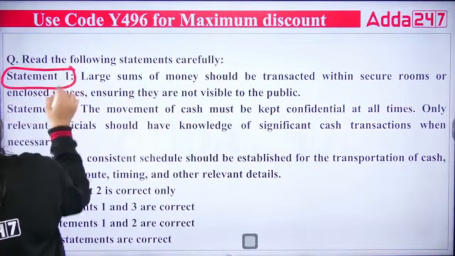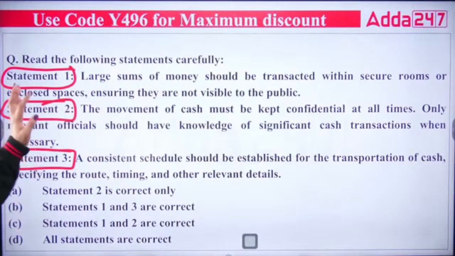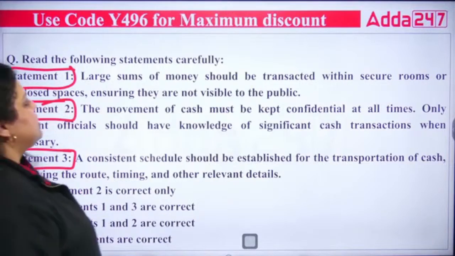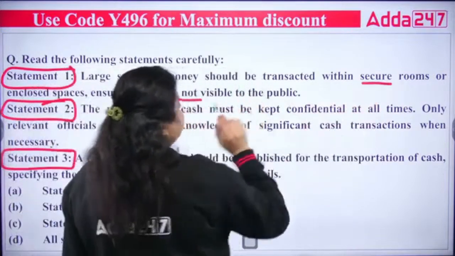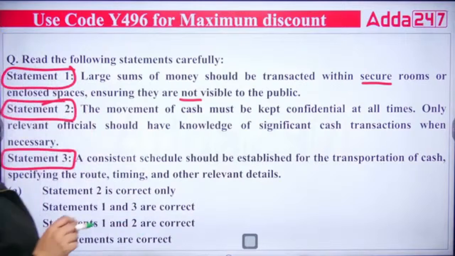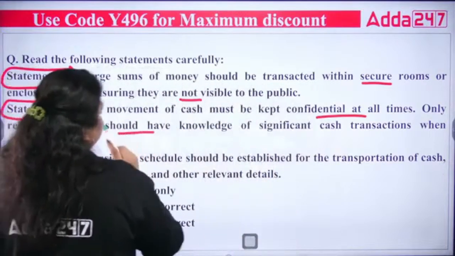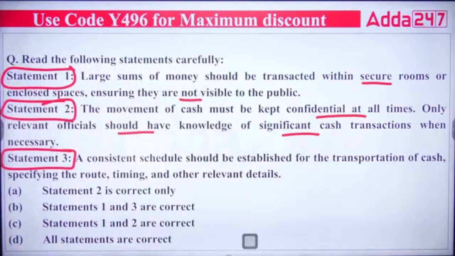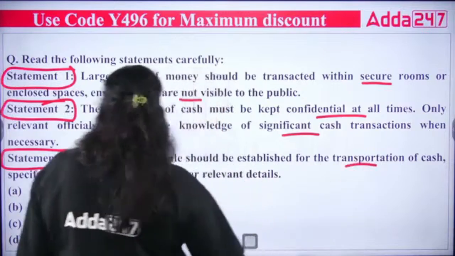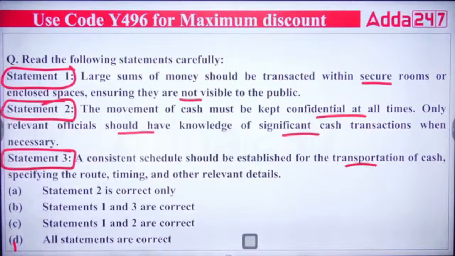There are three statements, and you have to let me know which statement is correct and which is incorrect. First, a large sum of money should be transacted within secure rooms or enclosed spaces, ensuring they are not visible to the public. Second, the movement of cash must be kept confidential at all times. Only relevant officials should have knowledge of significant cash transactions when necessary. And third, a consistent schedule should be established for the transportation of cash, specifying the route, timing, and other relevant details. So you have to answer which of the following statements is correct.